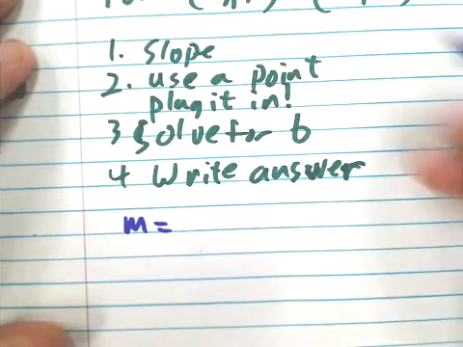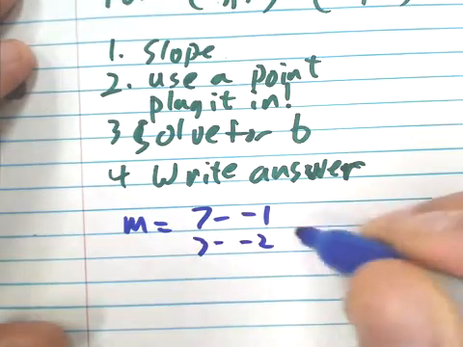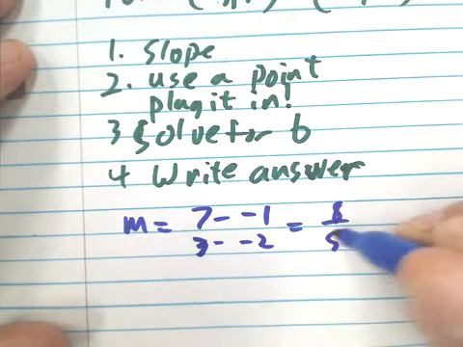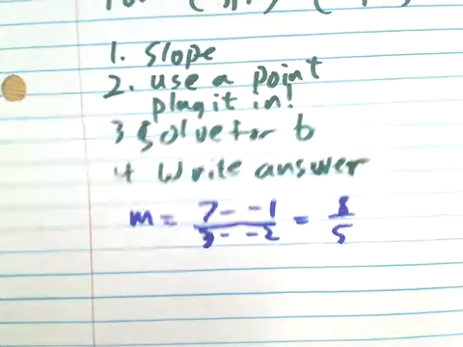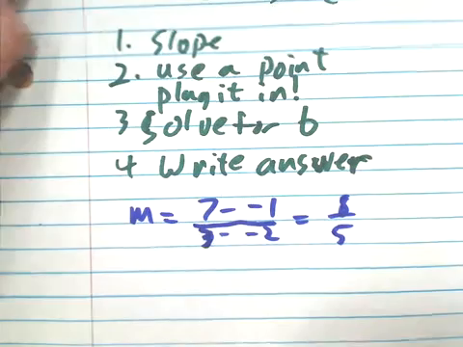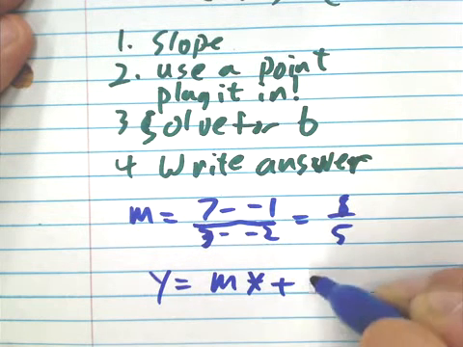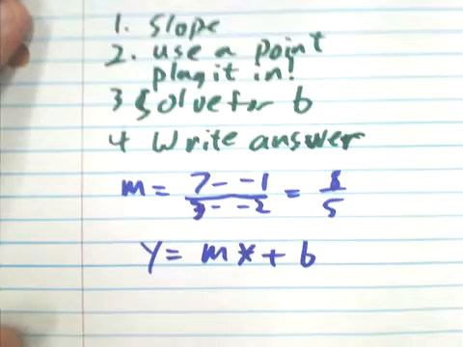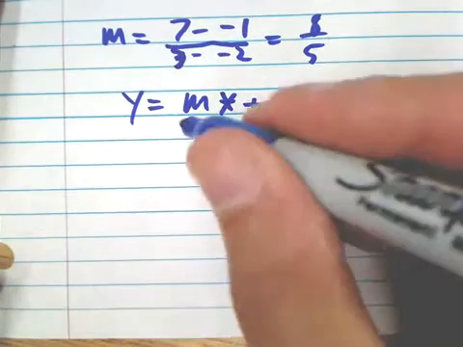And for the slope, it's 7 minus -1 over 3 minus -2. Okay, both of those minus and negatives become plus, so that becomes 8/5. So the slope is 8/5. Good so far. Okay, use a point and plug it in. So I'm going to write out my form, y equals mx plus b. Let me scooch my paper up. For m, I'm going to put 8/5.